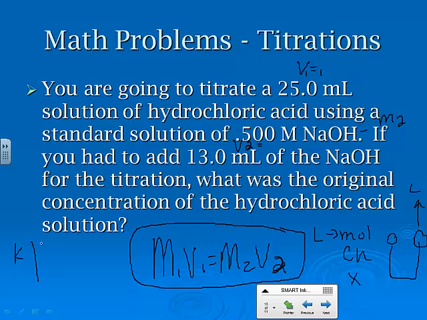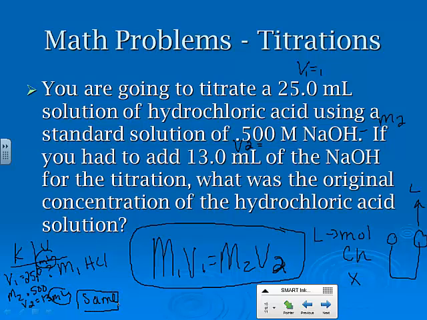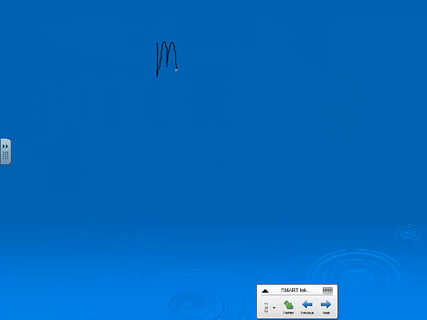Okay, so if we do our little known and unknown here, we're looking for the molarity of the hydrochloric acid. And remember, my volume to start with was 25.0 mL. I also know that my molarity of sodium hydroxide is 0.500, and that my volume added is 13 mL. Now, one thing to note, so long as the volume units are the same, it doesn't matter. It does not have to be in liters here, unlike molarity that has to be in liters. Okay, so let's set this up here.